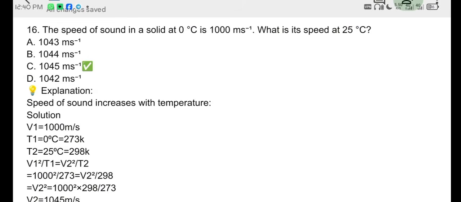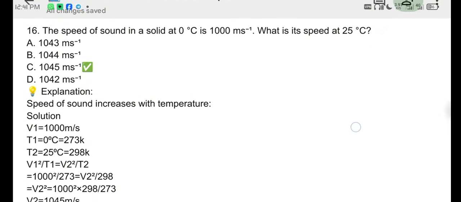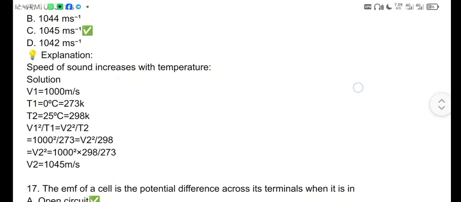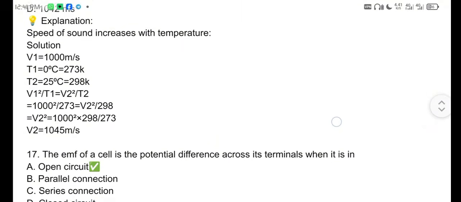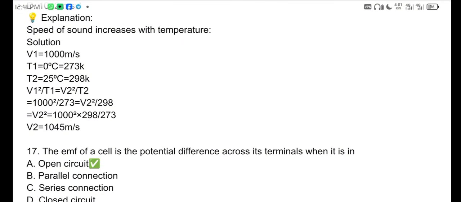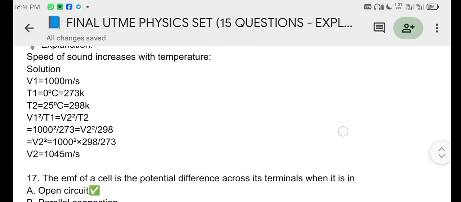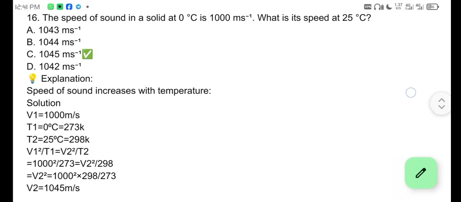So the formula we have to use here is V1 squared over T1 equals V2 squared over T2. V1 squared, that is 1000 squared over 273, equals V2 squared over 298. So make V2 squared the subject of the formula. It will be 1000 squared times 298 over 273. When you do the maths, V2, not V2 squared, V2 will be 1045 meters per second. So C is the correct answer.